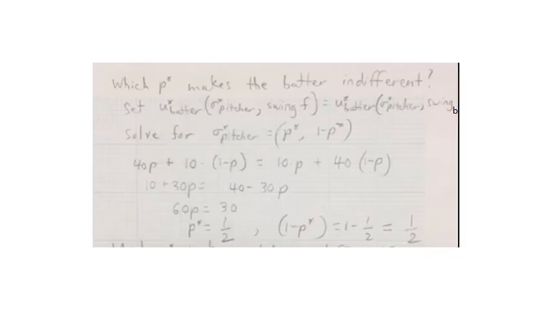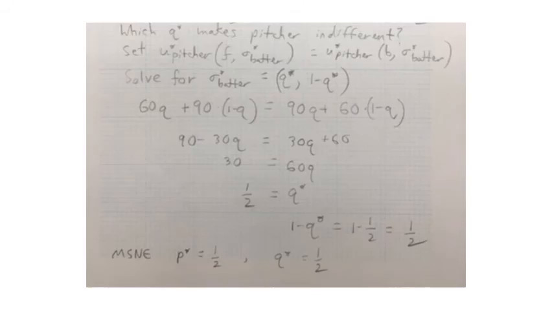This exercise leads us to the front end of a mixed strategy Nash equilibrium, where we get the mixing distribution of the pitcher as P star equals 1/2, 1 minus P star equals 1/2. So they're going to throw fastball half the time, breaking ball half the time. We still don't know what the batter is going to do, so we have to solve the Q mix column for that. The back end of the Nash equilibrium is the Q mix column.